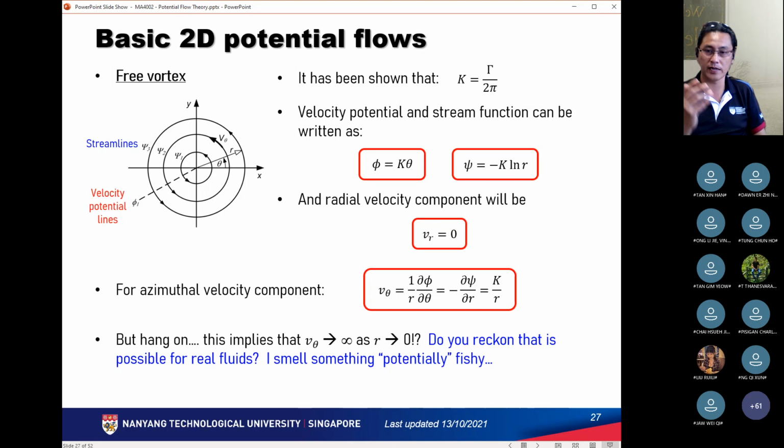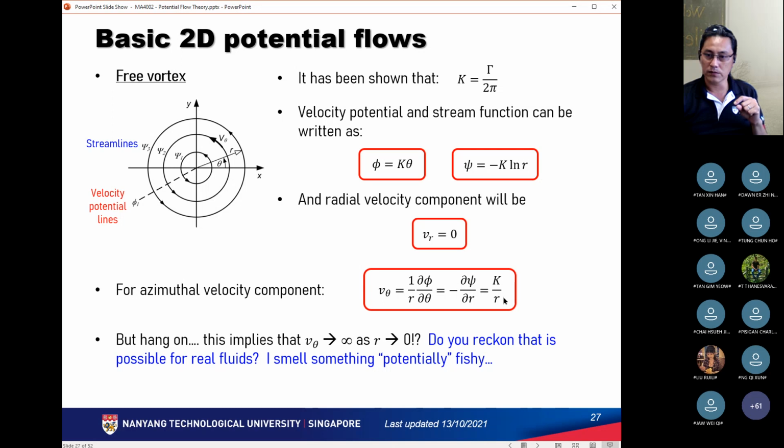You can't get anything from V_R equals 0 if you try to relate the velocity potential function or stream function. It can be proved that once you arrive at these functions, just to double check, you can work out V theta by doing partial differentiations, and you're going to get V theta equals K over r. So all these are just expressions that allow you to relate the velocity components with the stream function and velocity potential function. No big deal, right?